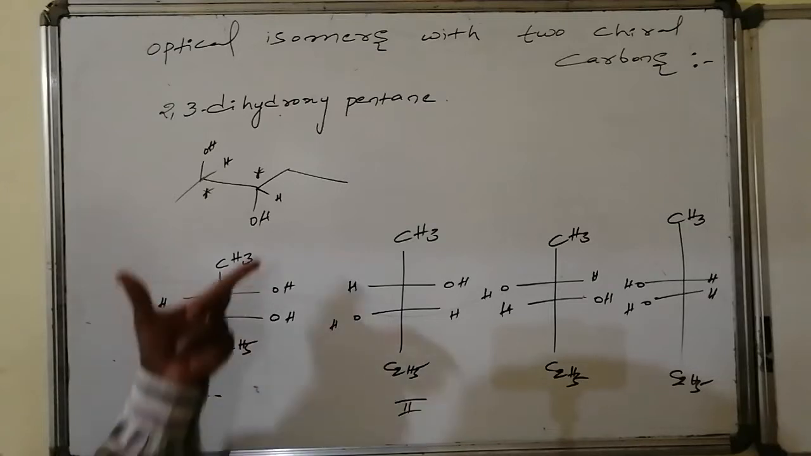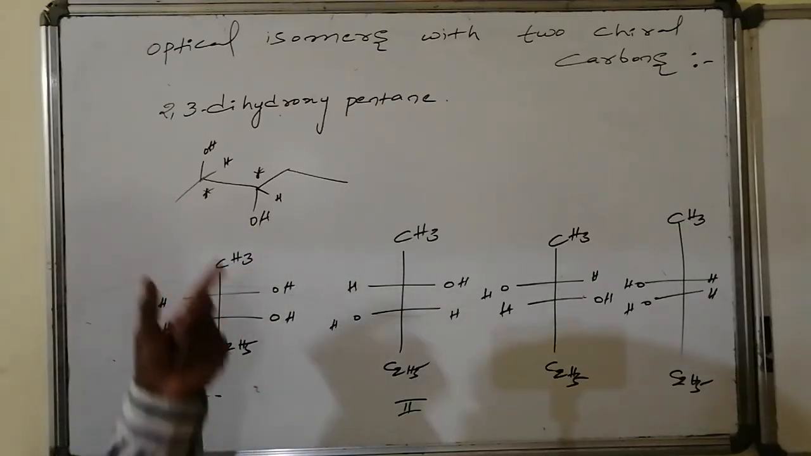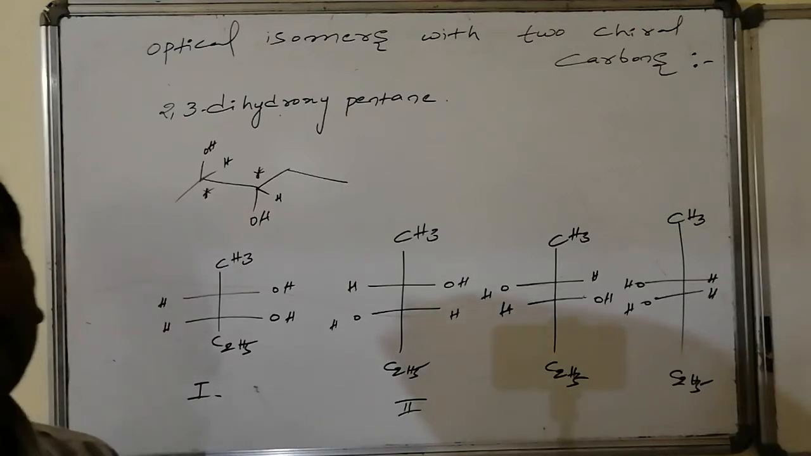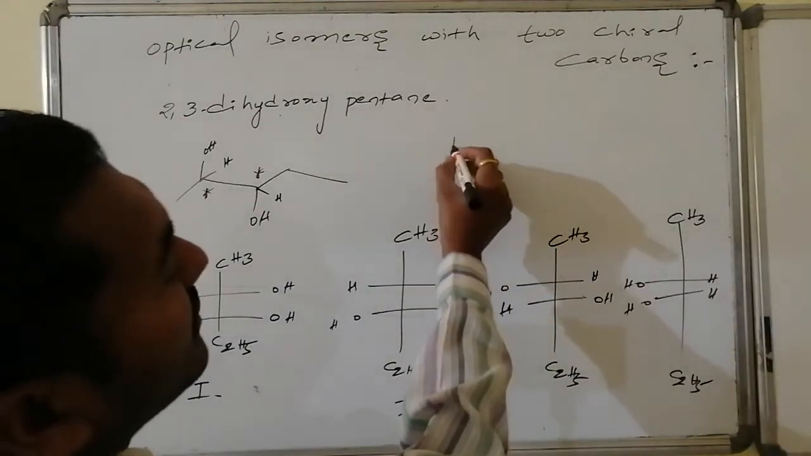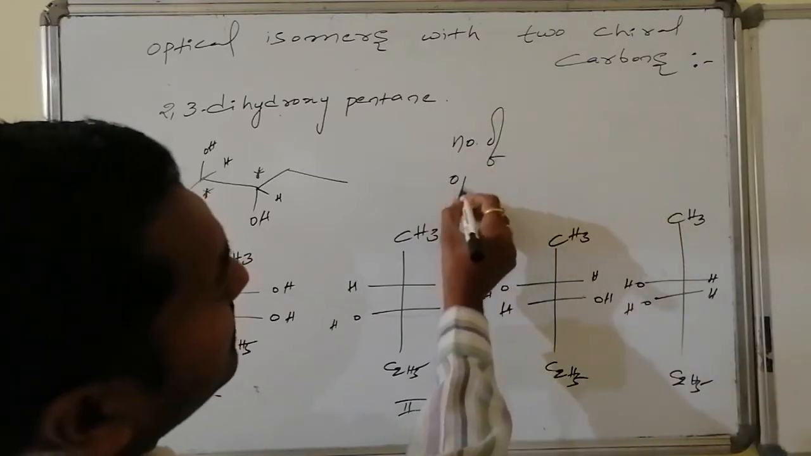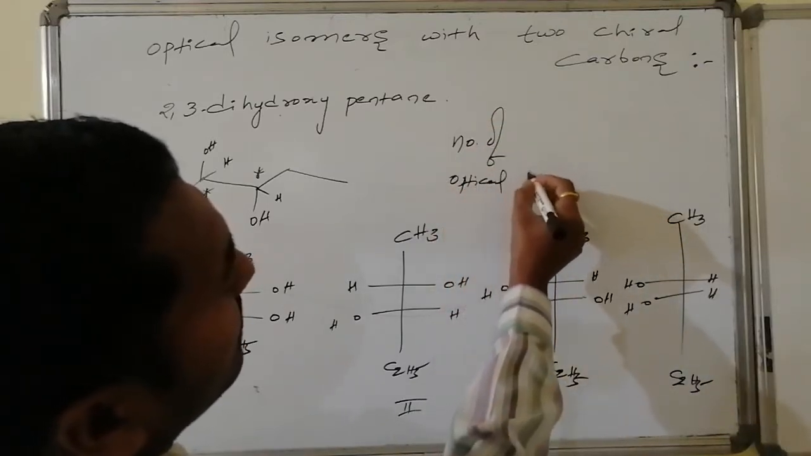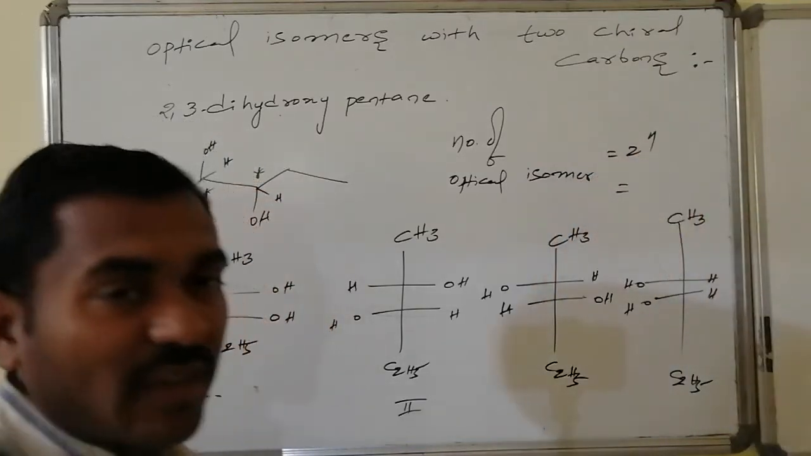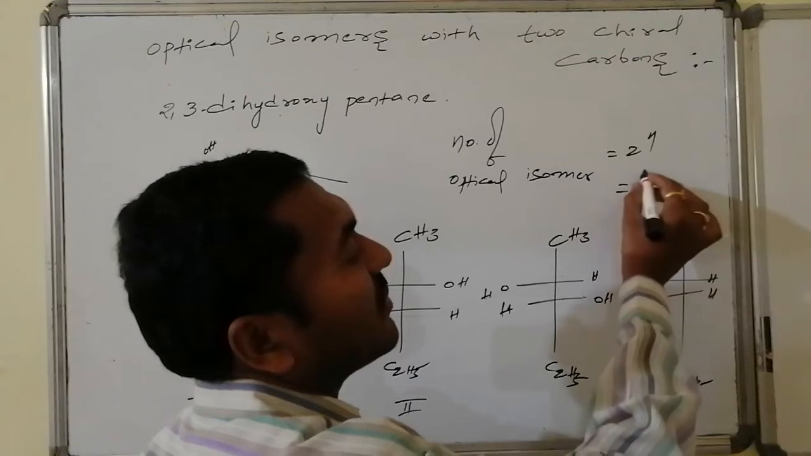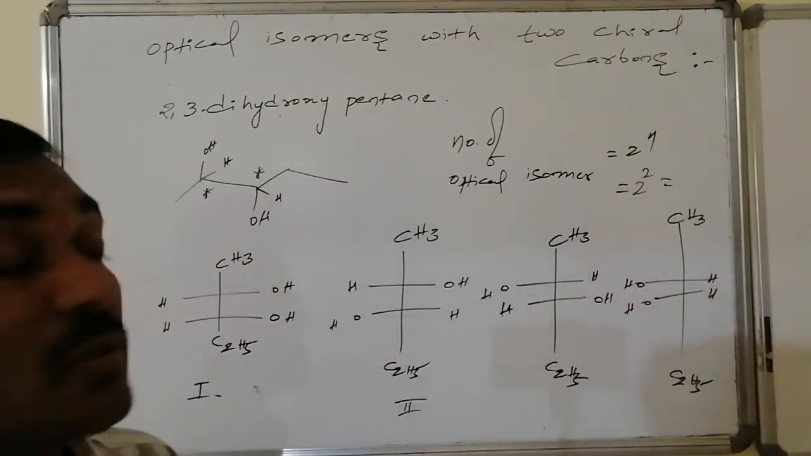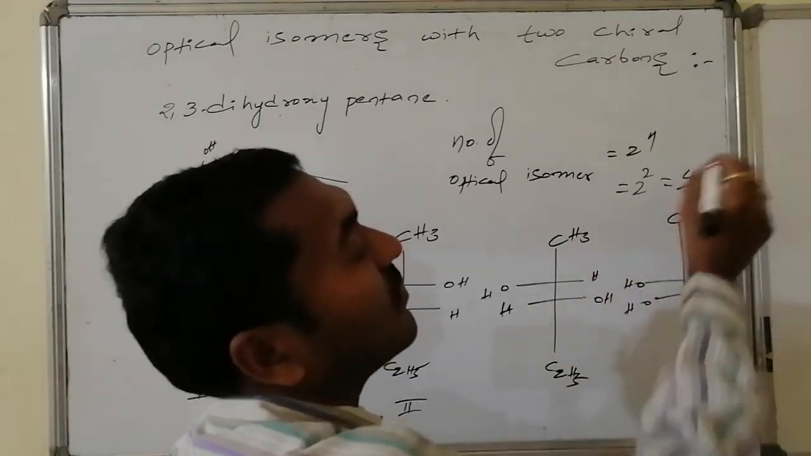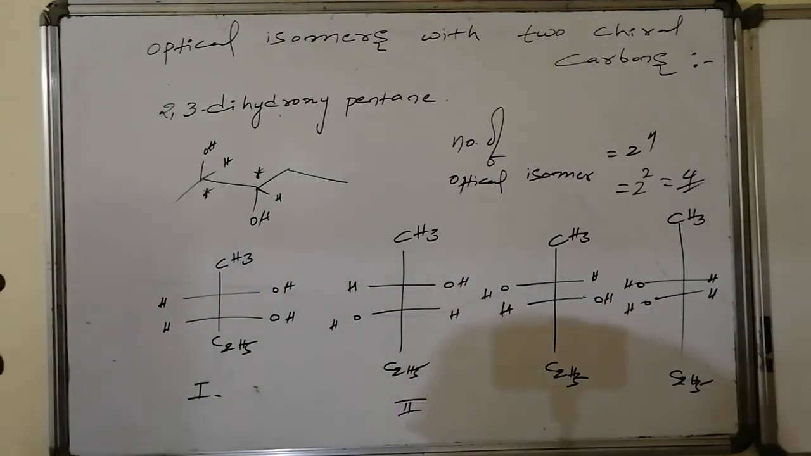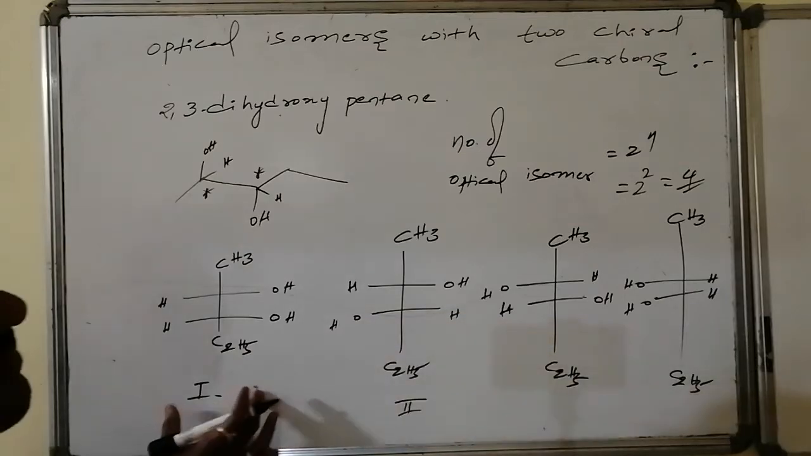Thus for an asymmetric molecule, with different ends and containing n number of chiral carbons, the number of optical isomers can be given by the formula 2 power n, where n stands for the number of chiral centers. 2 power 2 becomes equal to 4. So 4 optical isomers are obtained, and these are the 4. Out of these 4 there are relations. Let us see the first one as well as the fourth one.